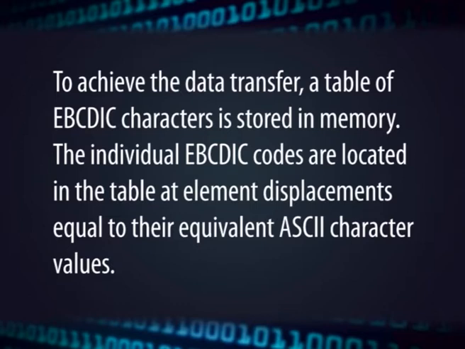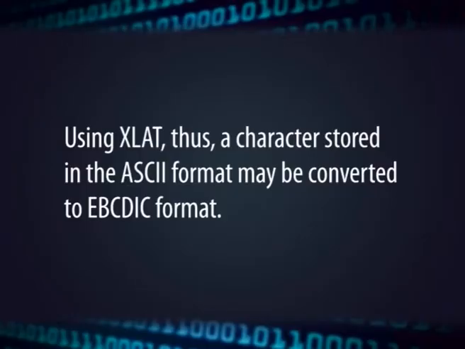To achieve the data transfer, a table of EBCDIC characters is stored in the memory. The individual EBCDIC codes are located in the table at element displacement equal to their equivalent ASCII character values. That means the EBCDIC code C1H for letter A would be stored at displacement 41H, which equals the ASCII value of character A, from the start of the table. The XLAT instruction converts the value stored in AL into its corresponding entry in the lookup table. Using XLAT, thus, a character stored in the ASCII format may be converted to EBCDIC format.